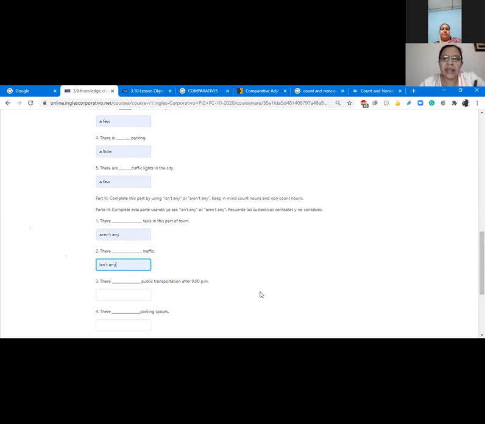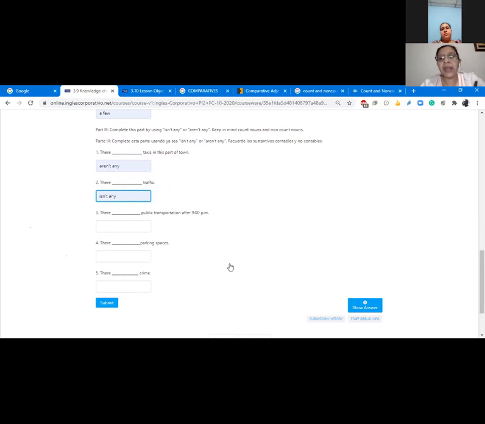For example, in this moment, probably in San Salvador, there isn't traffic, probably, right? At this moment, because it's 8 o'clock. But sometimes there is a lot of traffic. So that's why you say keep in mind count and non-count. Keep in mind is an expression that is something like remember, right? Remember. Yes. Okay, thank you very much.